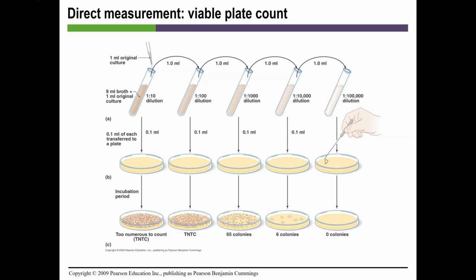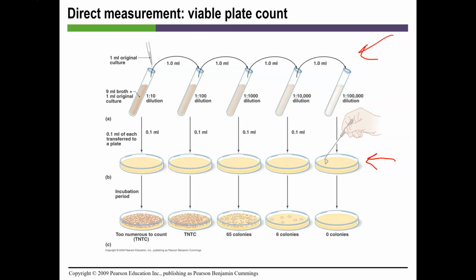To do this, you take your solution with your organisms in it and perform your dilution series. Then you take a small volume, like 100 microliters, aka 0.1 ml, from a particular dilution, and you spread plate it onto the medium of choice. After incubation, you observe the numbers of colonies that grew.